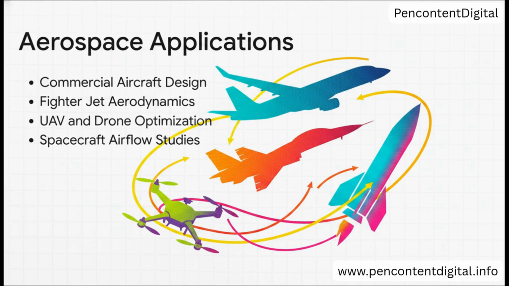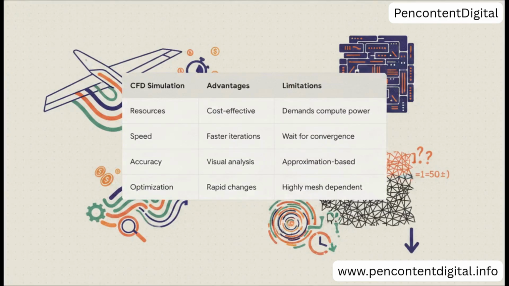It's used to ensure the extreme high-speed stability of military fighter jets. It's used to optimize unmanned aerial vehicles, maximizing drone battery range and maneuverability. Even NASA utilizes CFD to study the wildly complex aerodynamic characteristics of spacecraft as they pass through intense, high-speed phases of flight. So the crucial point is this: CFD is incredibly powerful, but it comes with distinct trade-offs.